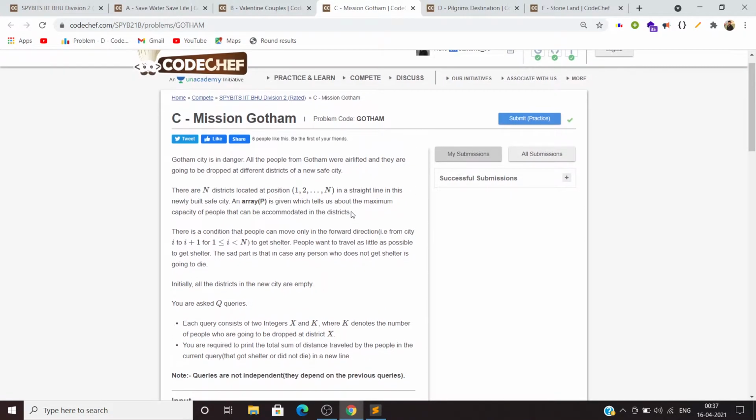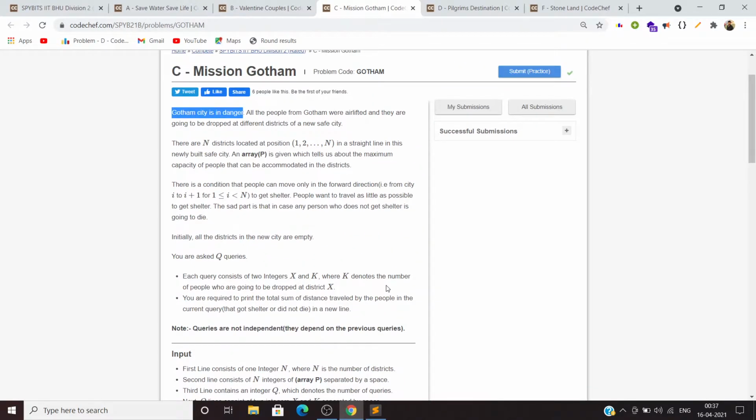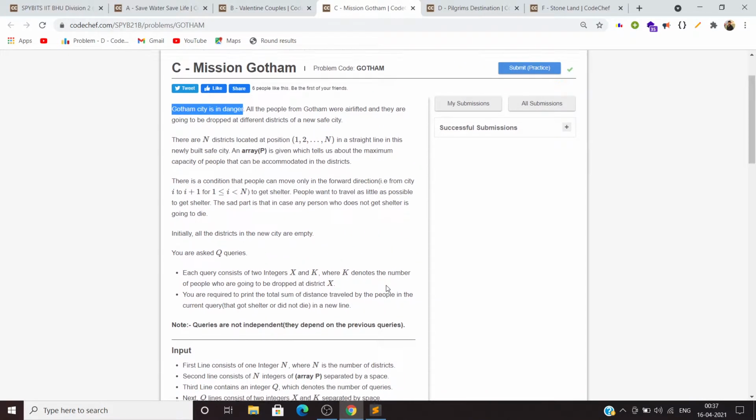Problem C is Gotham City. Gotham City is in danger. Batman has to arrive now. So Gotham City is in danger. All the people of Gotham are lifted.